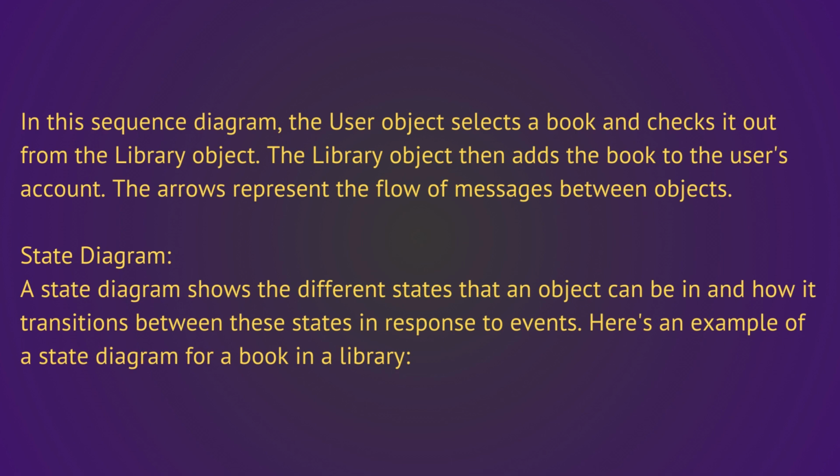In this sequence diagram, the user object selects a book and checks it out from the library object. The library object then adds the book to the user's account. The arrows represent the flow of messages between objects.